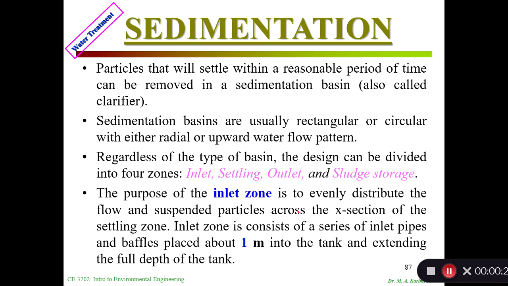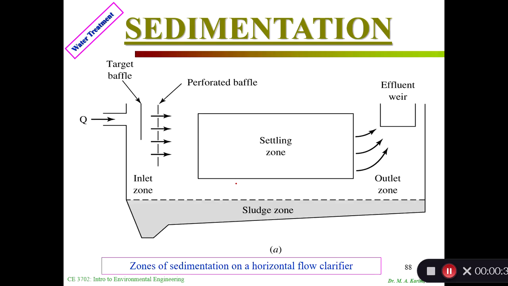bottom of a tank. The tank could be rectangular or circular, regardless of the type of basin. There are four zones in there: the inlet zone, the settling zone, the outlet zone, and sludge storage. I'm going to show you a picture. So here is the picture.